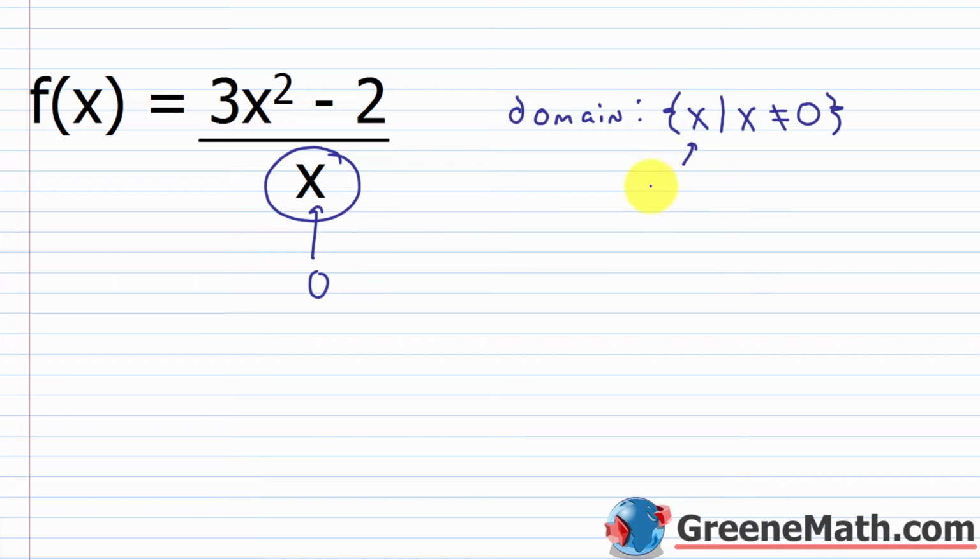So let me just write this out. This is the set of all x such that that real number you choose, which is x, can't be equal to 0. So I can choose any other value that I'd like. All right, so that's your domain for this one.